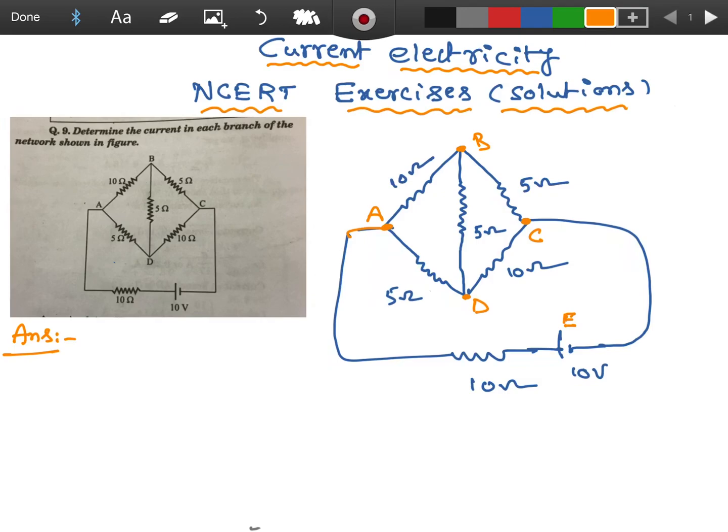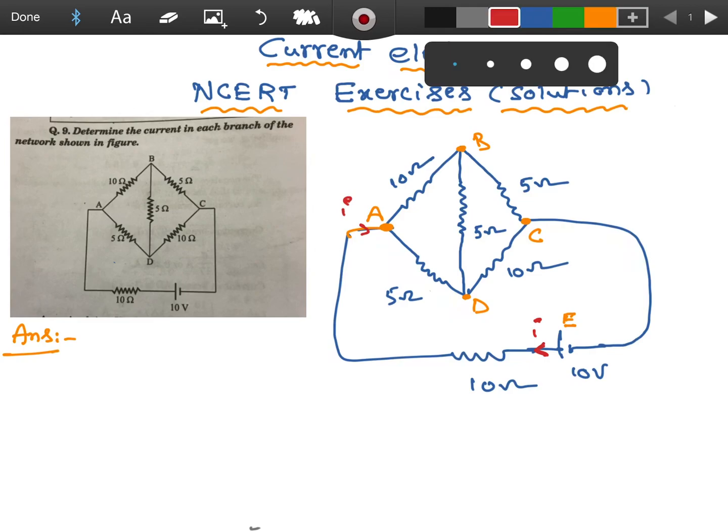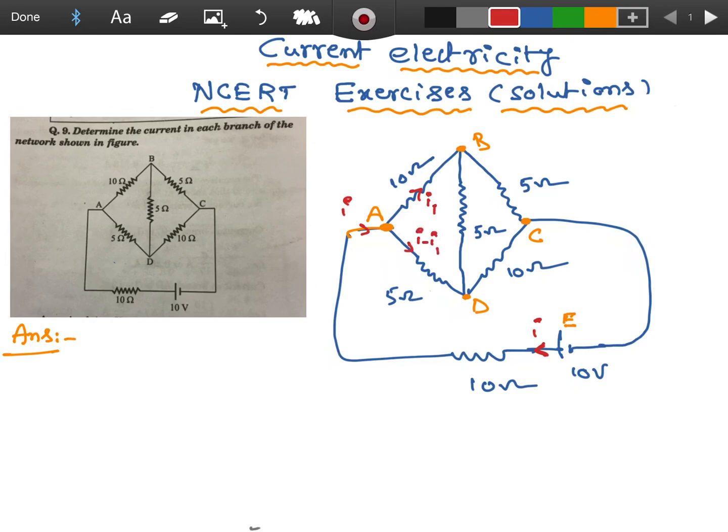Right, first we'll go for the current division. How the currents will divide. Let I be the current drawn from the battery positive terminal, and till here the current I comes, because there is no junction at this point. But at this point A there is a junction, so the current is going to divide. Let it be I1 in this branch. The remaining current will be I minus I1 in the other. You know the division of currents. Of the total I, I1 went in A to B, and the remaining current I minus I1 will go in the other branch A to D.